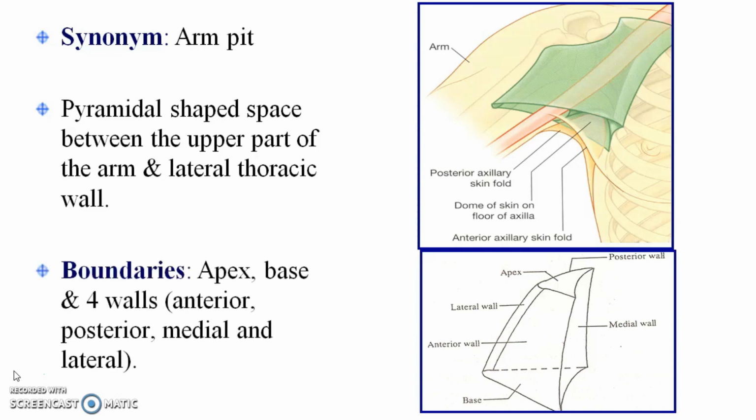Talking about the boundaries of this particular region, we will be having apex above, base below, and then we will be having four walls such as anterior, posterior, and then medial and lateral wall, as you can see in the lower picture. So you can make that out clearly. This region will be called as apex and this region will be called as base, and this will be called as medial wall and lateral wall. Now in this picture you can make out apex and base clearly, and this will be medial wall, this is lateral wall, and this is anterior, and behind we will be having posterior wall.